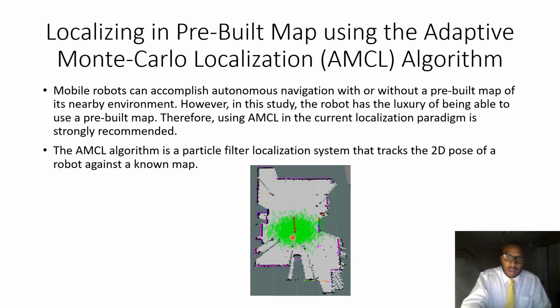And over time, as the robot moves around, what you're going to see is that the green dots are going to converge. It's going to get smaller and smaller to a point where you're going to see that the localization algorithm is essentially going to be able to converge on where the actual location of the robot is.